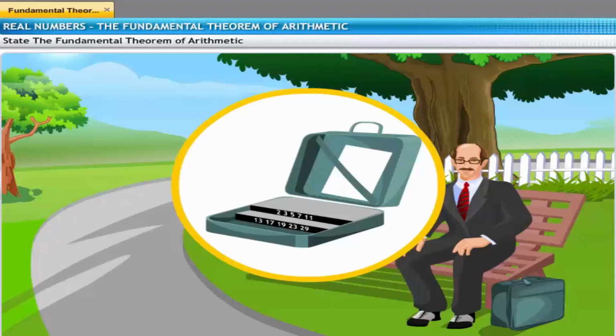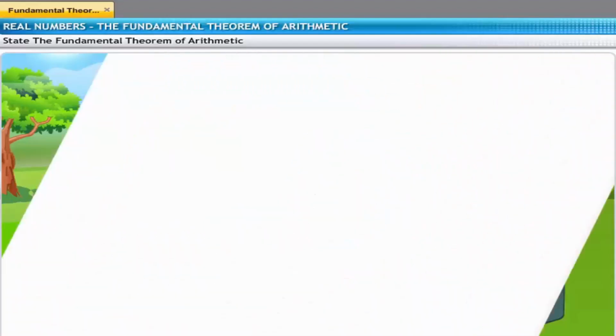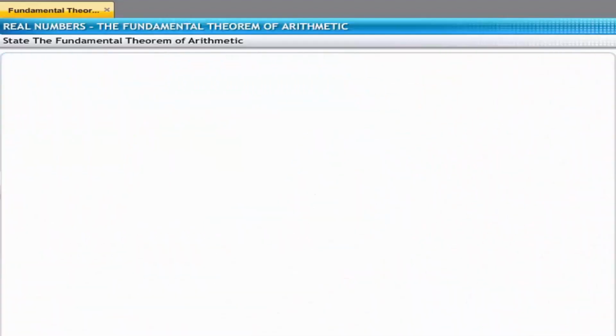Let's verify Mr. Number Maker's claim. Let's take a number. Any number. Say 1950, the year India adopted its constitution. Now, let's create a factor tree for this number using Mr. Number Maker's tools.